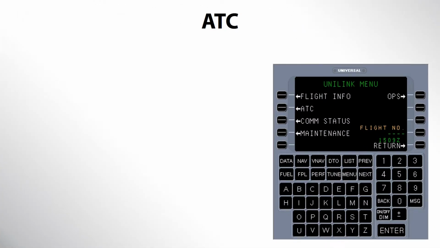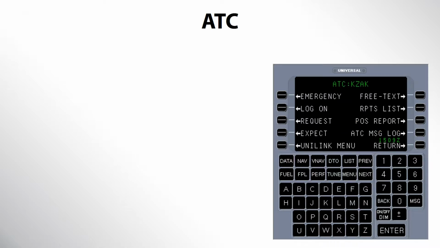To access the ATC page, press ATC line select key to left on the Unilink menu page. The ATC page provides a number of options for communicating with air traffic control. Options to communicate emergencies, various reports, requests, and general commentary are available on this page. If connected to a current data authority, it will display in the page title. Otherwise, dashed lines will display.